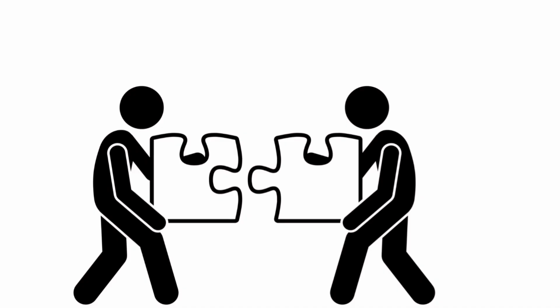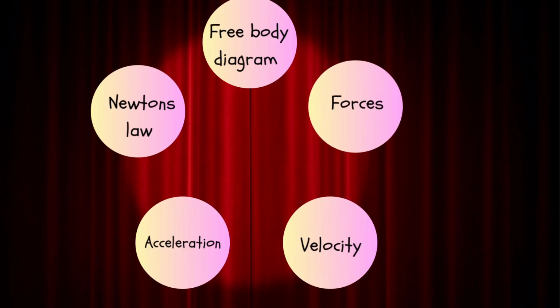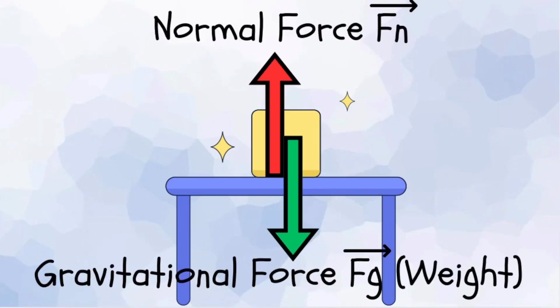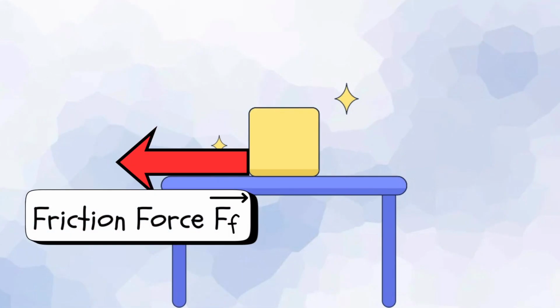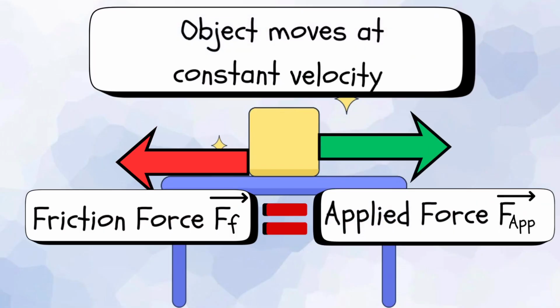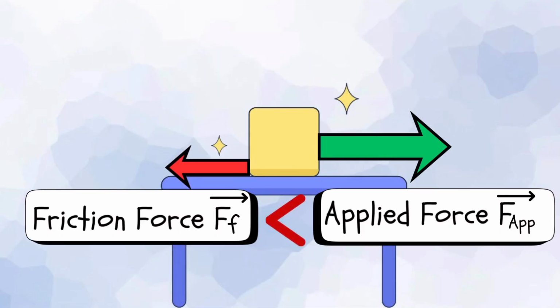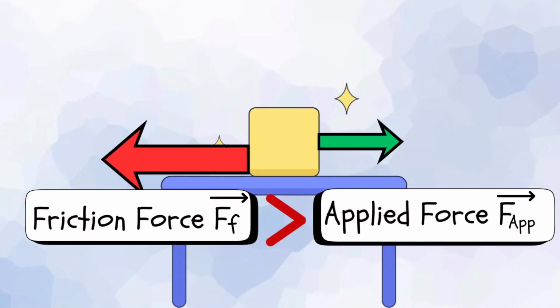To apply friction to real physics problems, we combine everything you've learned in this unit: free body diagrams, Newton's laws, acceleration, velocity, and forces. When an object is on a horizontal surface with no vertical acceleration, the normal force equals the weight. That makes finding friction straightforward. If the friction force is the same strength as the applied force, the object moves at constant velocity because the net force is zero. If friction is weaker than the applied force, the object accelerates forward. If friction is stronger, the object stays still.